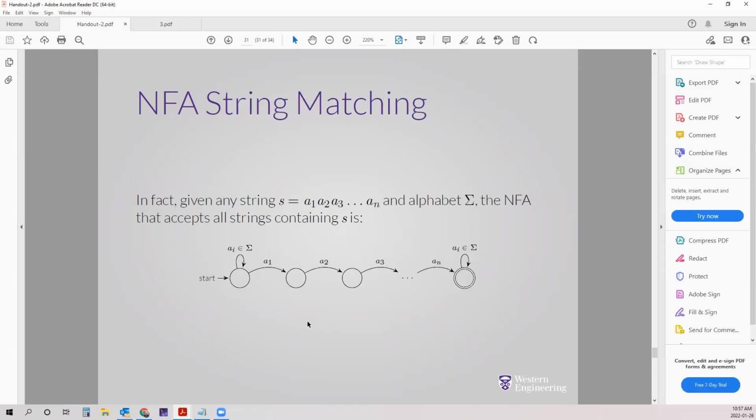In fact, given any string S consisting of symbols A1, A2, A3 to AN and alphabet sigma, the NFA that accepts all strings containing S is: start, then any Ai which belongs to sigma, then A1, then A2, then A3 to AN, then any Ai of the sigma, whatever is repeated, and it will be at the accept state. This is a very generic level of constructing a DFA.